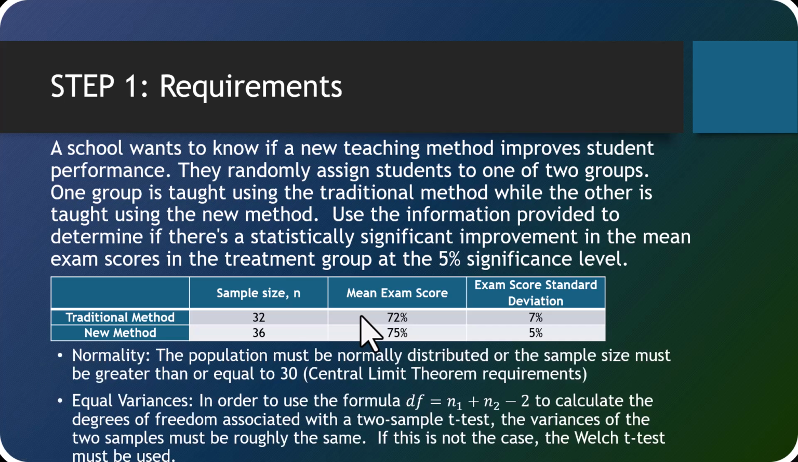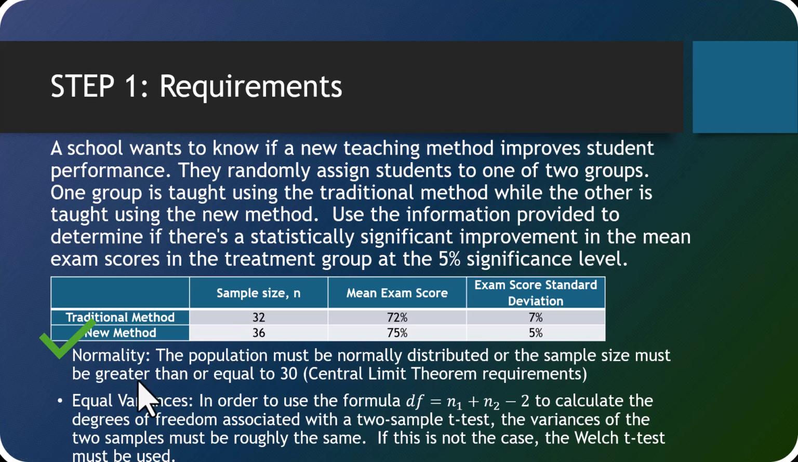So normality, we either need to be told that the exam scores are normally distributed, or we need n greater than or equal to 30. And as you can see, both our sample sizes are greater than or equal to 30, 32 and 36. And again, it has to be met for both sample sizes, not just one of them.